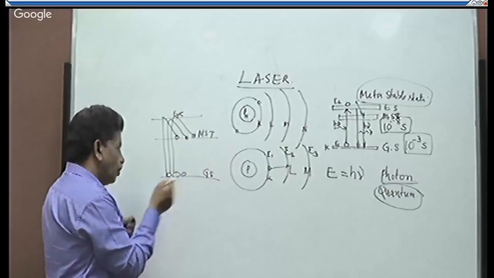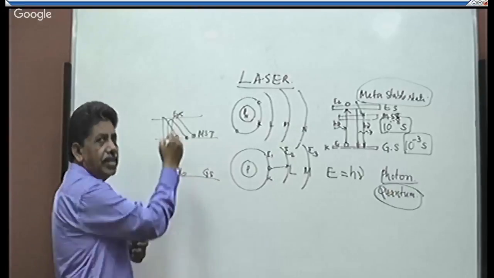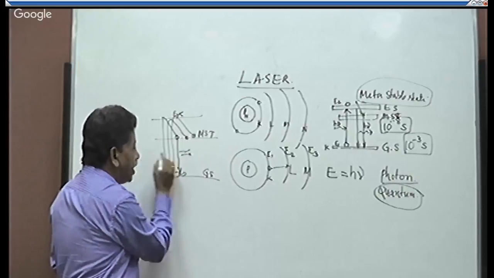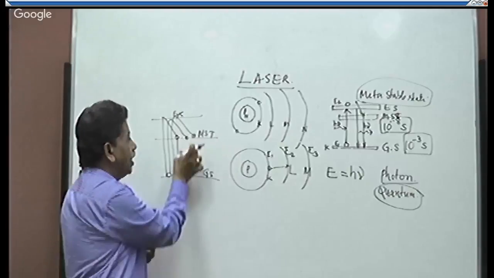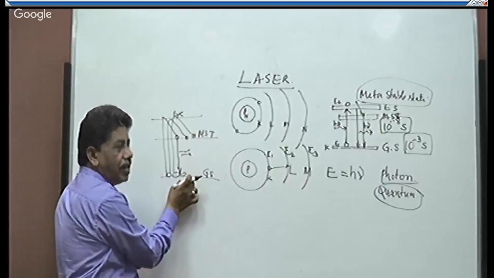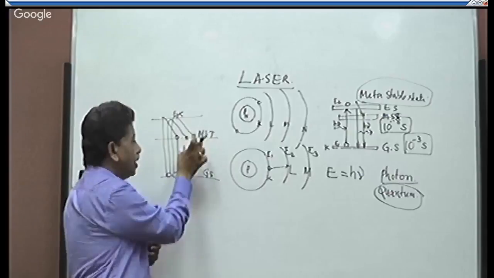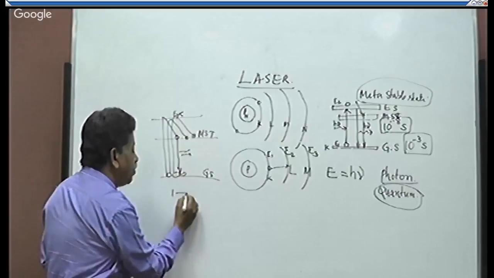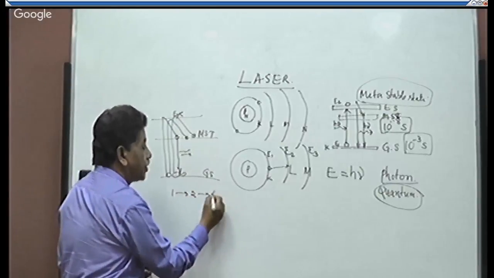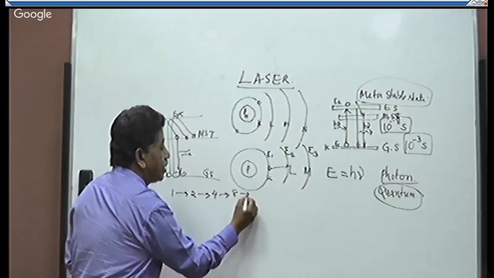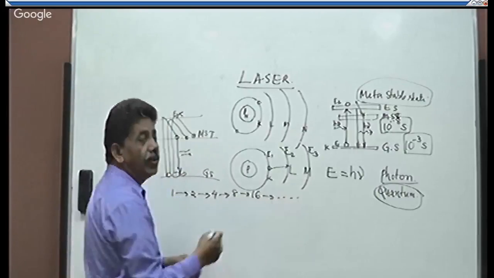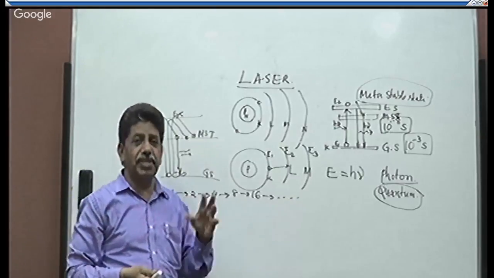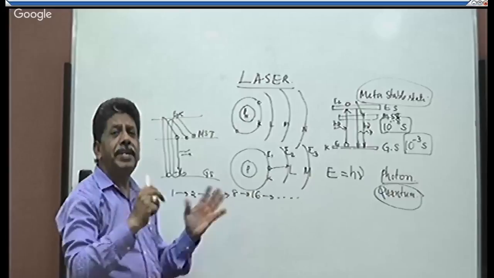So when one electron is transiting from the metastable state to the ground state, two photons are produced. That means one entering there, and as a result, two photons. If two electrons are transiting, there will be emission of four photons. One will change to two, two will increase to four, four to eight, eight to 16, and so on and so forth. It is not a slow process, it is a rapid process. Within no time, plenty of photons will be emitted.